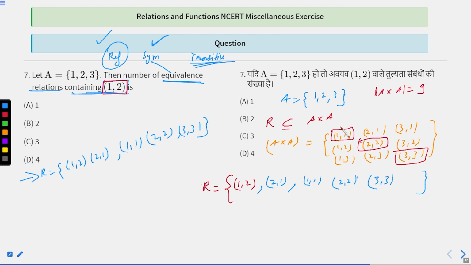So let's see. We have used these elements, and these are the necessary elements. We cannot eliminate any of these elements, we can only add. So as you can see, the remaining pairs are these four.